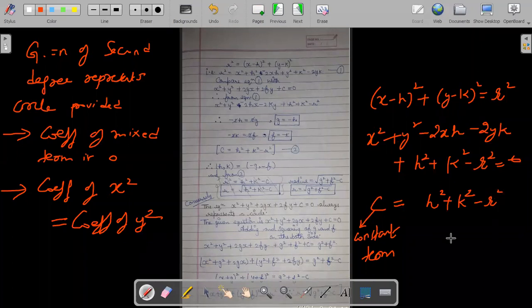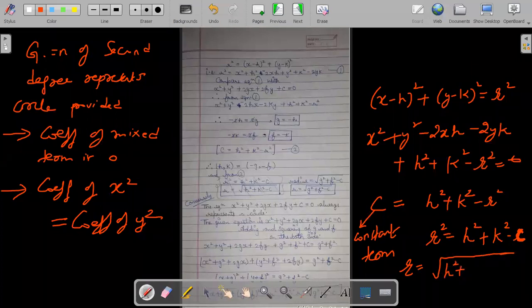If I find the value of r from here, let me take r square on one side. So what I get: r square is h square plus k square minus c. So from here, what is r? Let me take the under root. We will not take the negative sign because r is the distance, r is the radius, and distance is always positive.